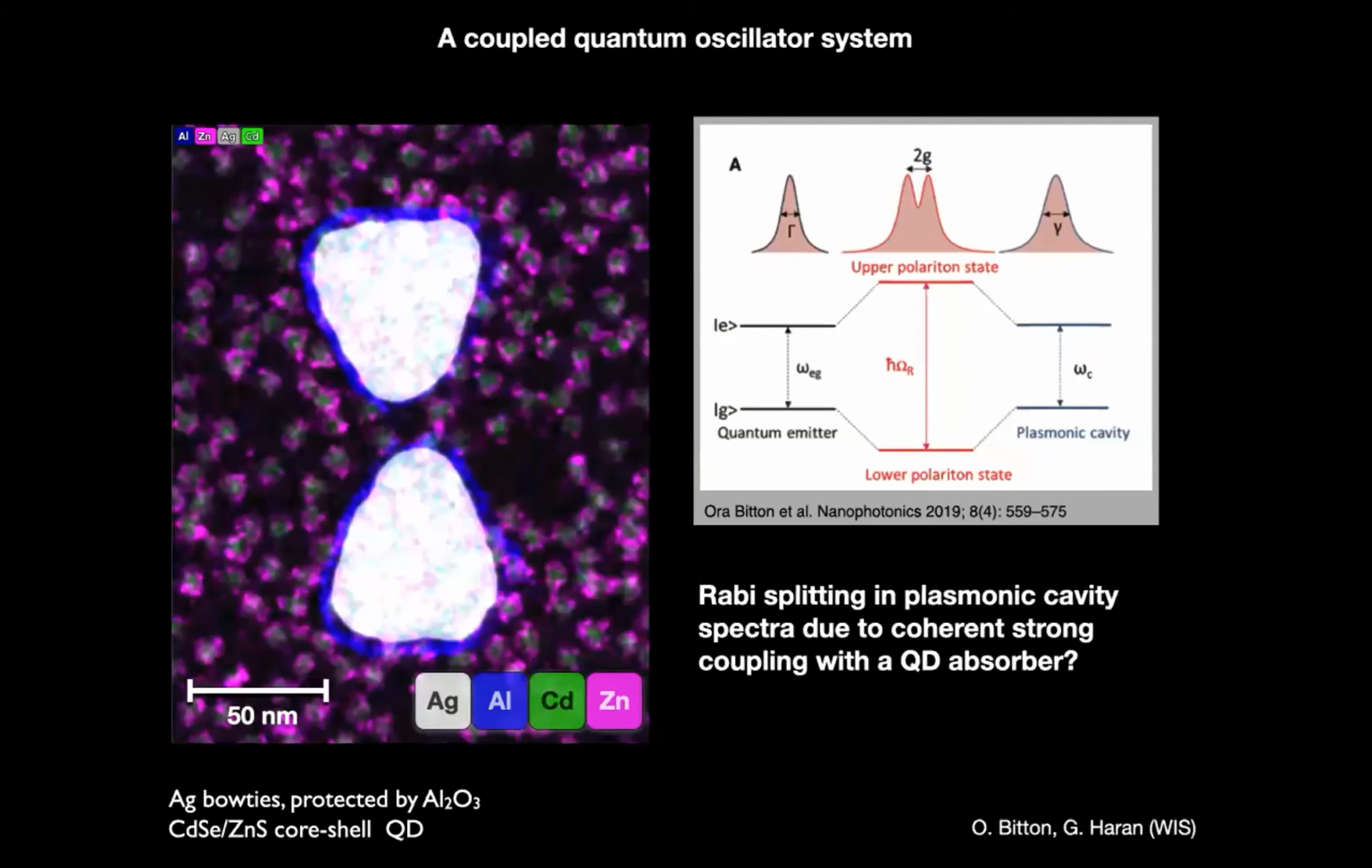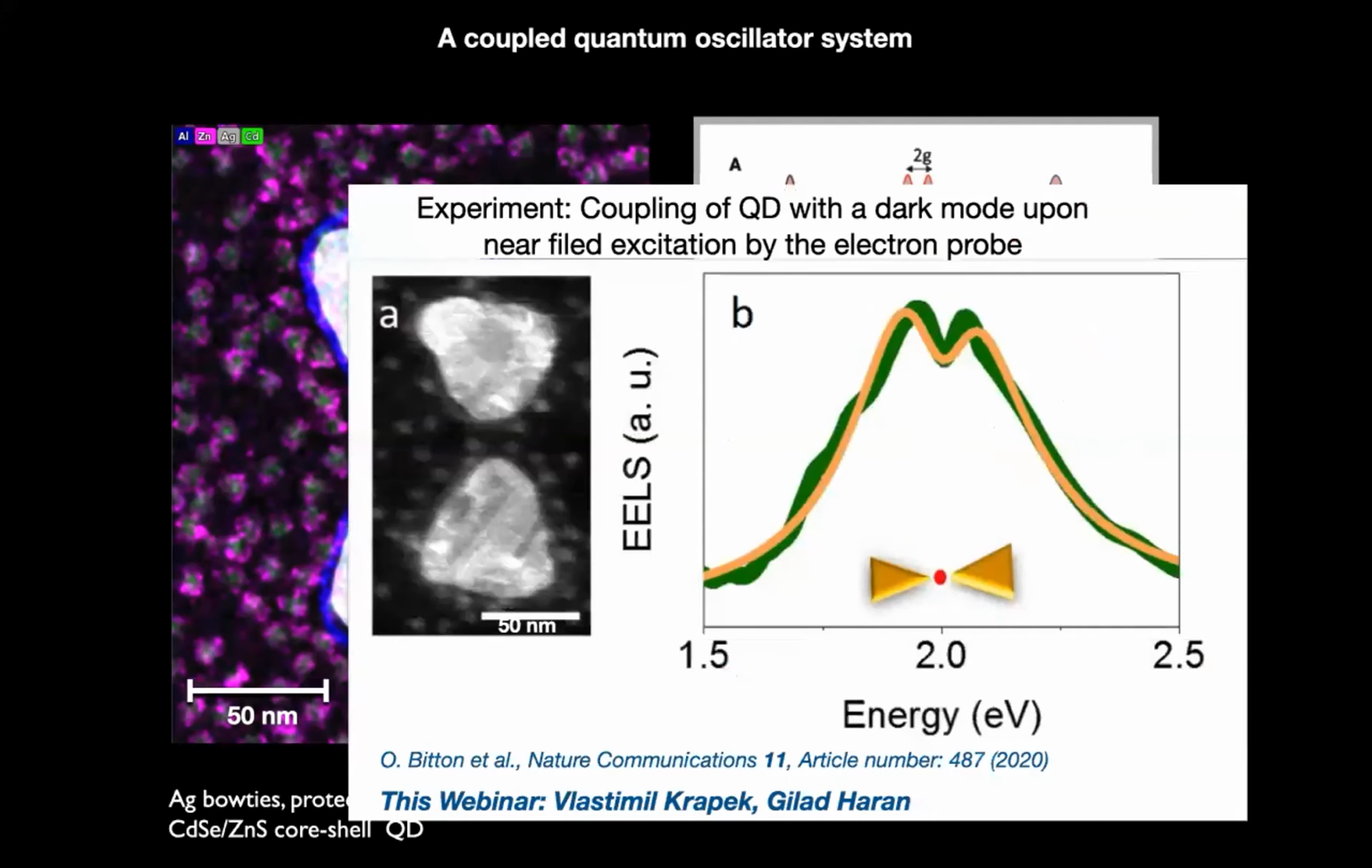Rather than measuring just the resonances of the plasmons, we placed quantum dots in the vicinity of these plasmonic resonators. And if there's a coupling, then we expect to see a splitting, a Rabi splitting, if this coupling is strong, in these plasmonic resonances. I just give the message here because I anticipate that Lothar Houben will talk about this in more depth later on. We were actually successful in this project to measure the coupling between quantum dots and a dark plasmonic mode, which is only accessible by near field excitation, by the local excitation in EELS.